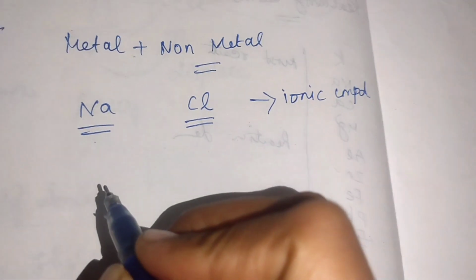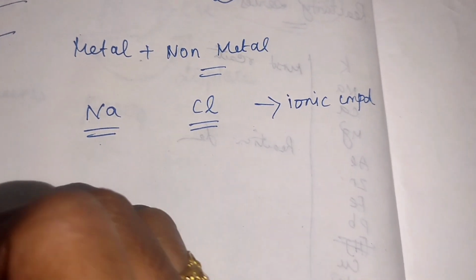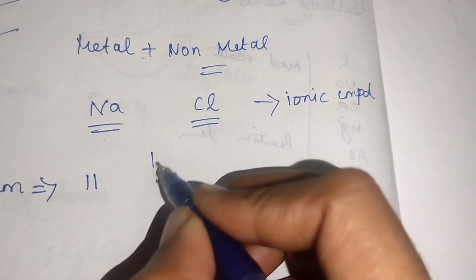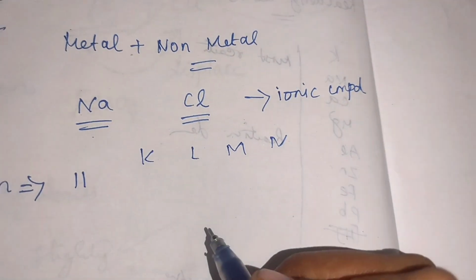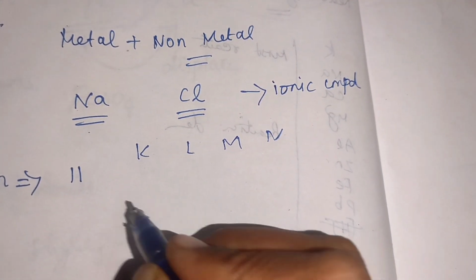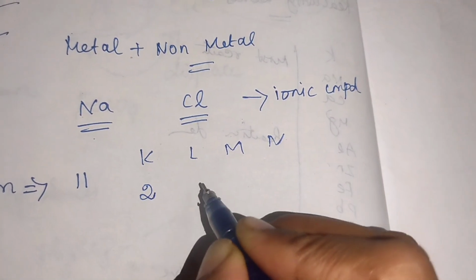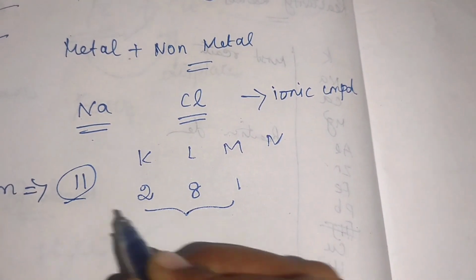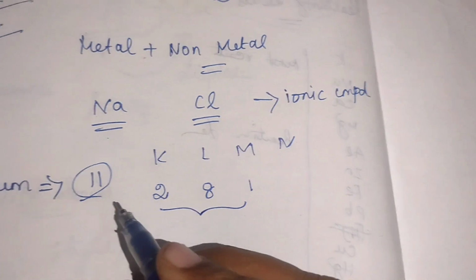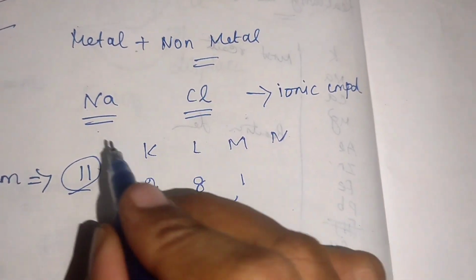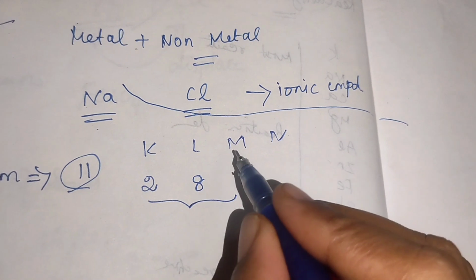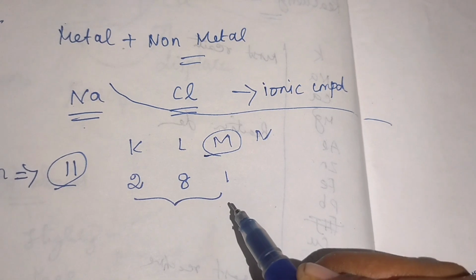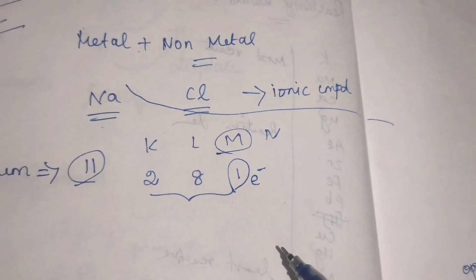Now see the electronic configuration of sodium. Sodium's atomic number is 11. So you have to fill the electrons into the shells. The K shell contains 2, the L shell contains 8, and the M shell contains 1. Count these three: 2 plus 8 plus 1 equals 11. So sodium's outermost shell is the M shell. In the M shell, how many electrons does sodium contain? Only 1 electron.